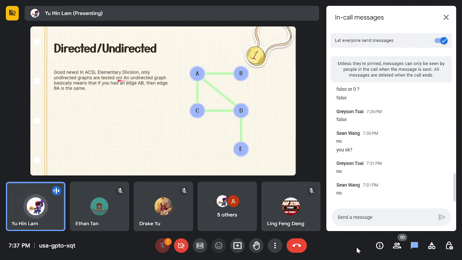So basically, I was just talking about undirected graphs, and it doesn't really matter what direction it goes, so it can go from A to B or B to A, and it'll be the same thing. Are there any more questions so far about vocabulary? No questions? Then let's move on.